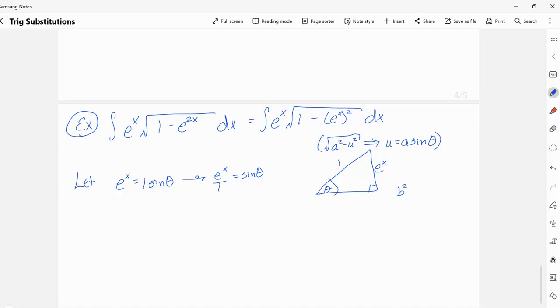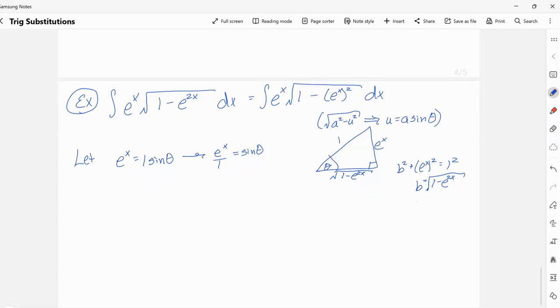I'll call that side b, b squared plus e to the x squared is equal to 1 squared. So b is going to be 1 minus e to the 2x. And then I'm going to take the square root. Let's take derivatives. e to the x is e to the x dx. Derivative of sine is cosine. Derivative of the angle is d theta.